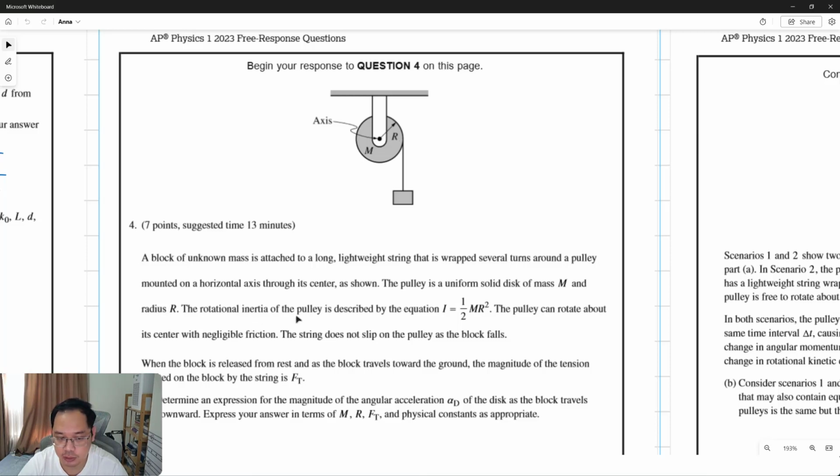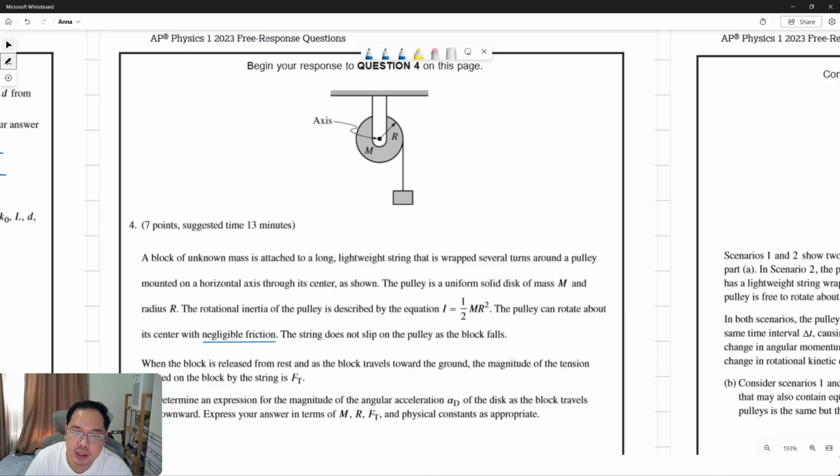The rotational inertia of the pulley is described by the equation I equals 1/2 mr squared. The pulley can rotate about its center with negligible friction. Very important information here. Again, negligible friction. The string does not slip on the pulley as the block falls. When the block is released from rest and travels toward the ground, the magnitude of the tension exerted on the block by the string is Ft. Tension exerted on the block by the string, which means this is the tension acting on the pulley by the string, Ft. This is a value given by the problem.